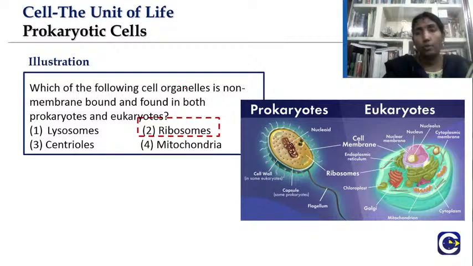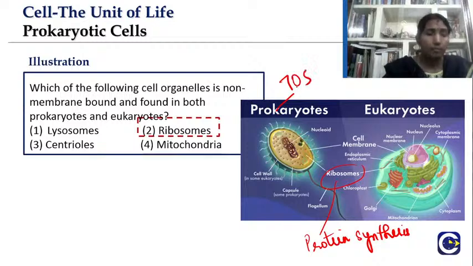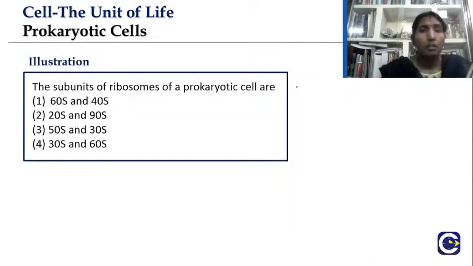It's the ribosomes, which I already said. The structure in both pro and eukaryotes is not bounded by membrane. Vignesh, you're right. It's mainly meant for protein synthesis. Another important thing to carry for the day is 70S. Good children, very good. The subunits of ribosomes of prokaryotic cell are 60S and 40S, 20S and 90S, 50S and 30S, or 30S and 60S. What should be your answer?